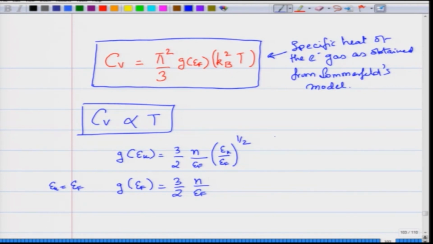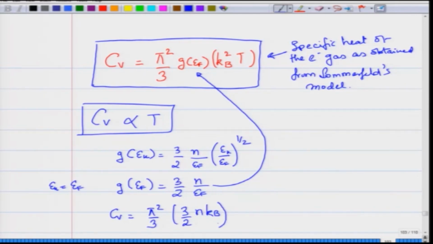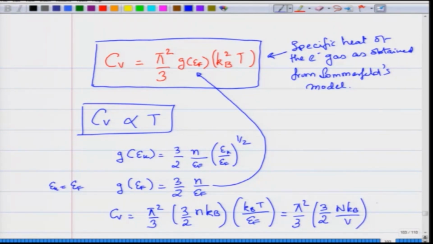And if I now replace the density of states at the Fermi energy in this expression, I will get the specific heat as equal to pi square by 3 into 3 by 2 n kB into kBT by Ef. I am only rearranging terms. This is the expression 3 by 2 n kB, where one kB I have taken and joined it with this, and this is kBT by Ef. Now, this is nothing else but pi square by 3 into 3 by 2 N kB by V, where N is the number of electrons and V is the volume, into kBT by Ef.